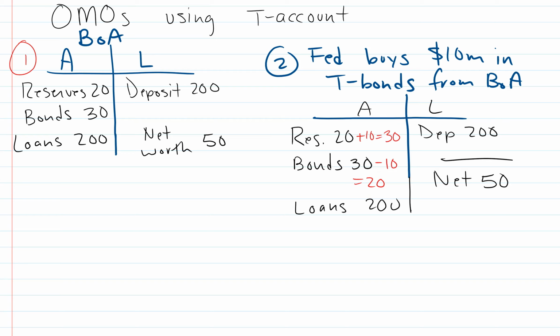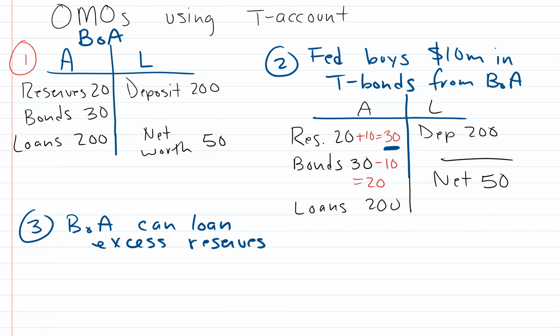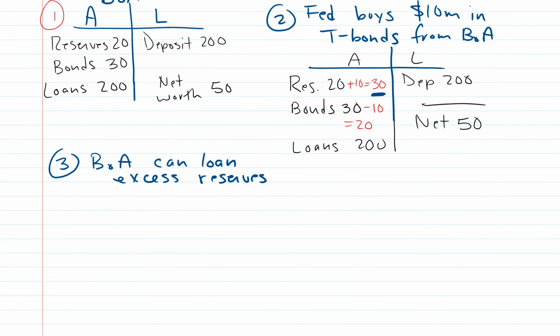Okay, so now what's going to happen next? So that's the starting point. So this is the key idea. They gain the reserves, right? We can see this gain of reserves going on right there. Okay. Now the third thing, and I'm not going to draw too far. Now B of A can loan these excess reserves. These are new reserves. They didn't need to have them, so now they can loan them. Okay, so the B of A is going to loan them.